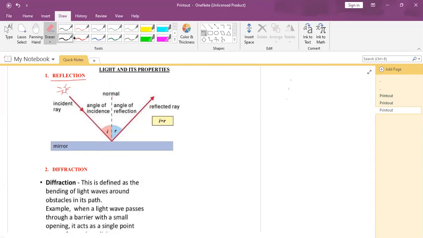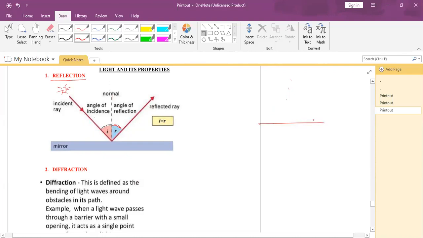Now, the angle between the normal line and the incident ray, this angle I, is known as the angle of incidence. And then the angle between the normal and the reflected ray is called the angle of reflection. Angle of reflection, okay? So remember that the I is always equal to the R, the same angles.